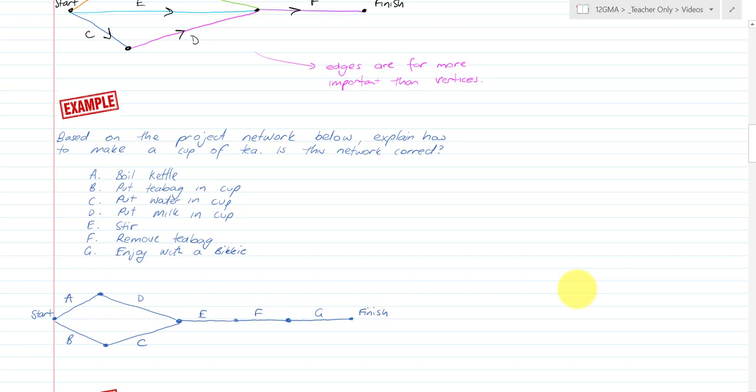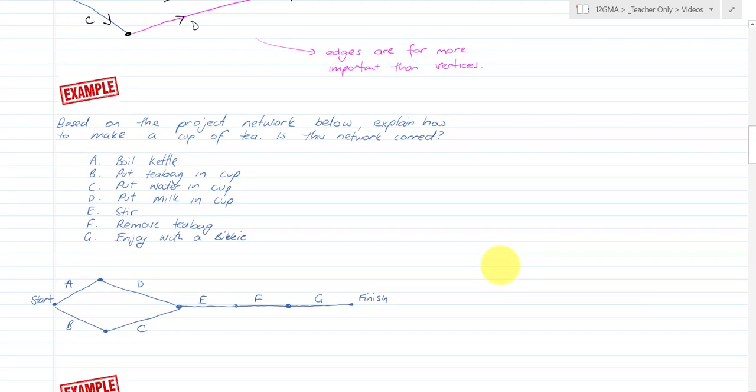I'm suggesting that D can't happen until I've done A. So I can't put milk in the cup until I boil the kettle. And again, that's arguable, but in this example, we're just explaining the network. So D can't happen till A, C can't happen till B, so I can't put water in the cup until I put a tea bag in the cup. Probably very arguable, but this is just an example. And then E, I can't stir until I've done A, B, C, and D. I can't do F until I've stirred. I can't remove the tea bag, and then I can't obviously enjoy it.